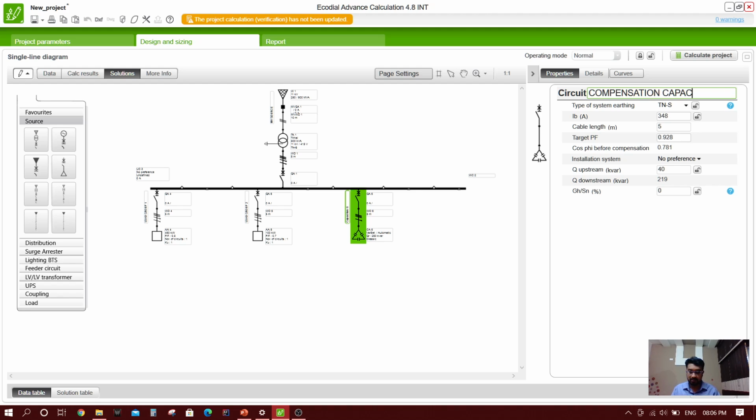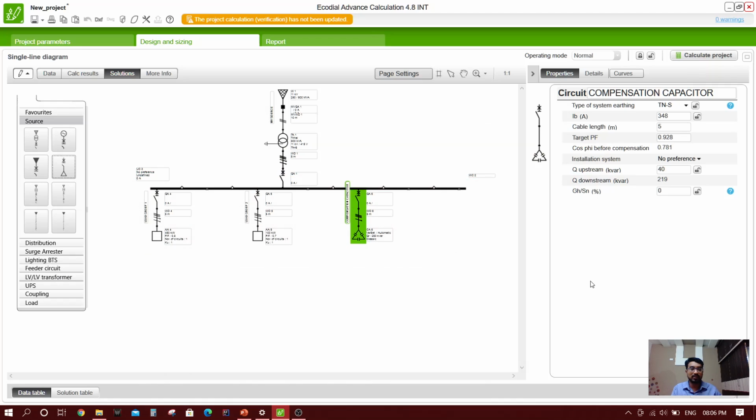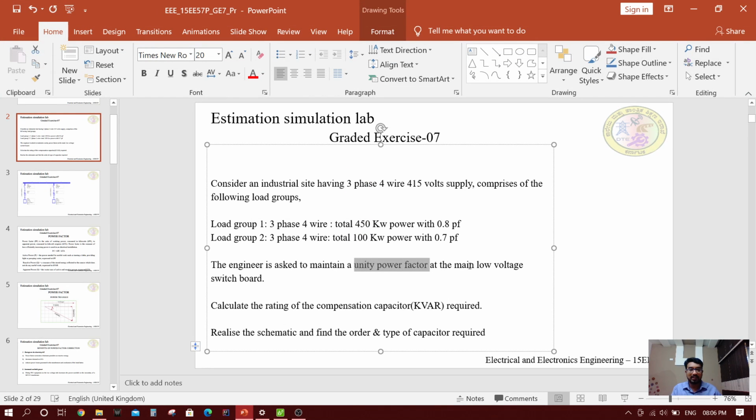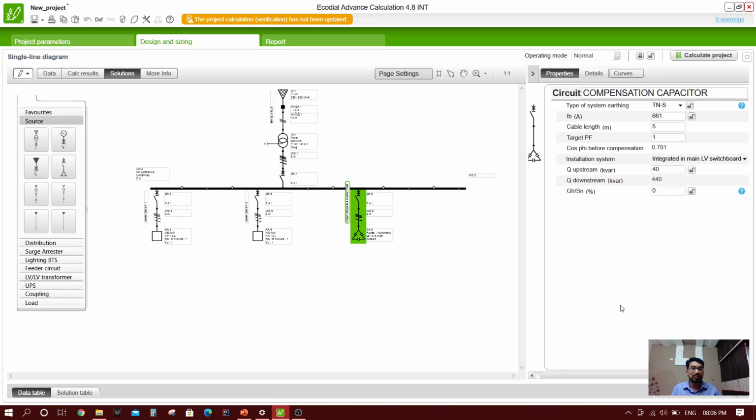compensation capacitor. Here it is asked to maintain unity power factor. Unity power factor we need to maintain. So I will change the target power factor to 1 and they have asked us at the low voltage switchboard. Hence I will change the installation system to integrated with main LV switchboard.